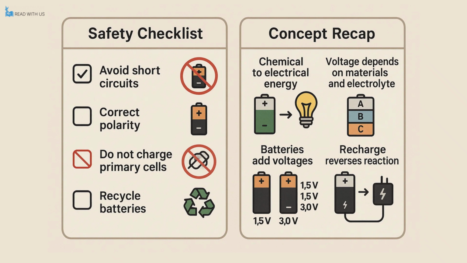Safety guidance includes avoiding short circuits, keeping cells the right way round, never mixing or charging non-rechargeable cells, and recycling used batteries responsibly. The key idea is that cells convert chemical energy into electrical energy through paired redox reactions at two different electrodes, and the voltage produced depends on the electrode materials, the electrolyte, and the conditions, while batteries combine cells and rechargeable cells can be driven backwards to restore their chemistry.